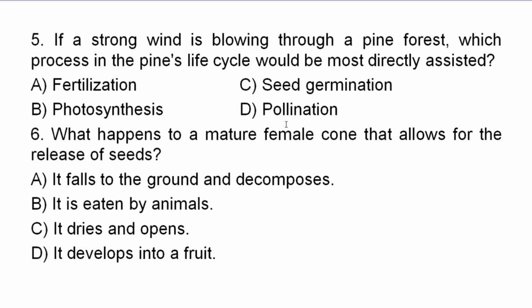Question number 6. What happens to a mature female cone that allows for the release of seeds? A, it falls to the ground and decomposes. B, it is eaten by animals. C, it dries and opens. D, it develops into a fruit.